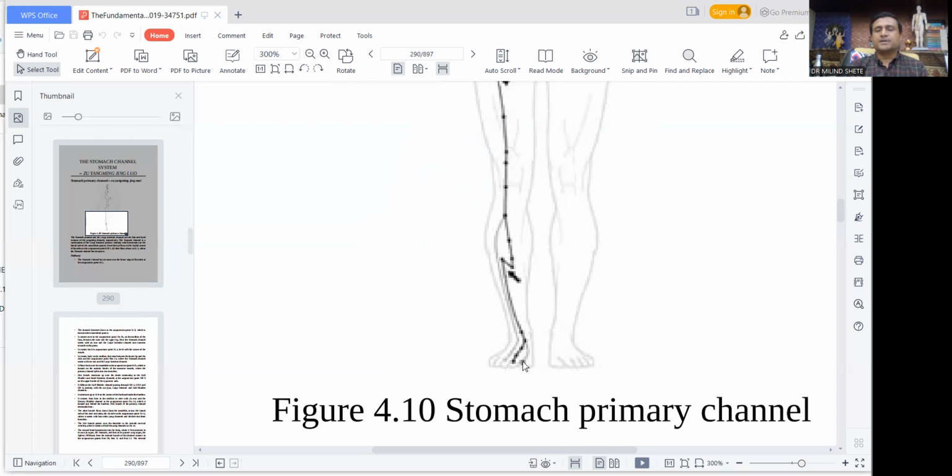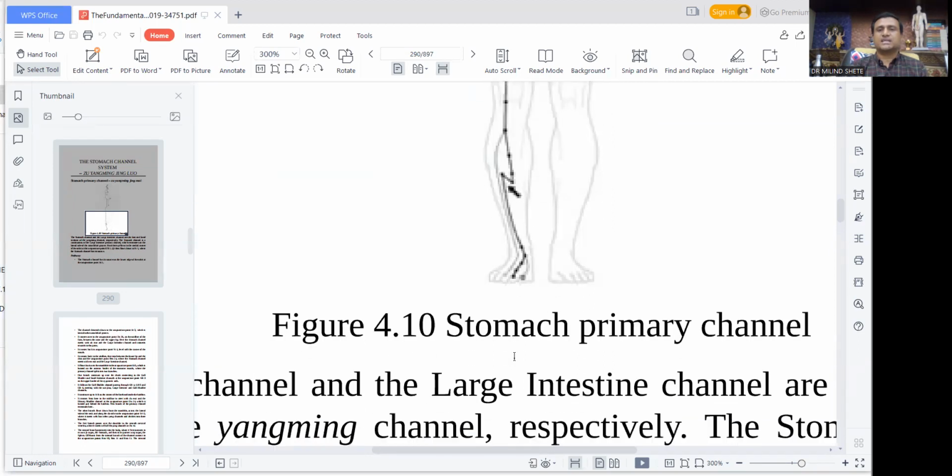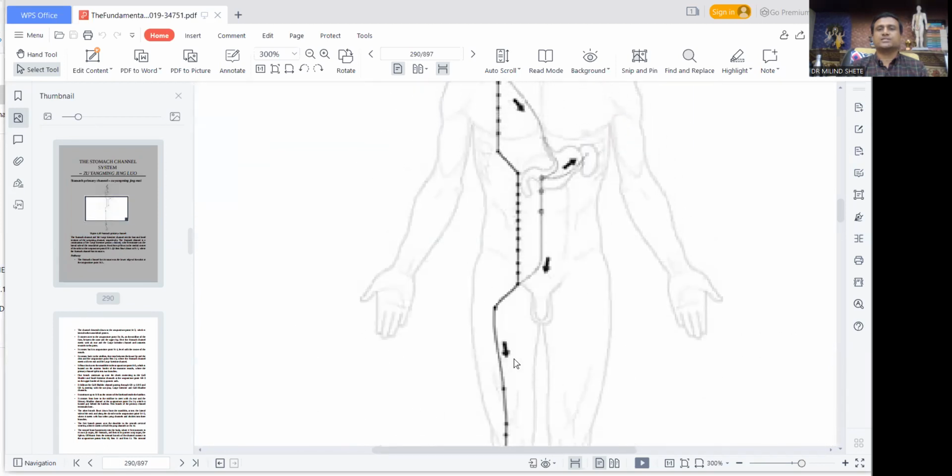That means the spleen channel begins from the medial corner of the nail of the great toe, and the main branch ends at the lateral corner of the second toe. This ends the full course of the ST meridian.